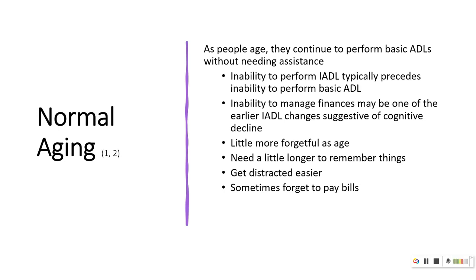Some of that forgetfulness, again, can be normal aging. We might need a little longer to remember things. That can be considered normal aging. We might get distracted easier. Sometimes we might forget to pay our bills, or not remember to go to the appointment unless somebody calls us, or get distracted. Some of this is considered normal aging. So it is common to be a little bit more forgetful, and we may need a little longer to remember things, such as forgetting to pay bills. Just because we have some of these things that are listed here does not necessarily mean that we have cognitive impairment.